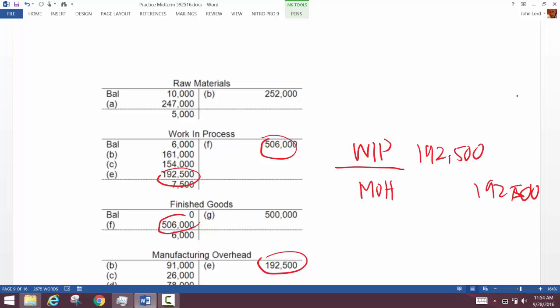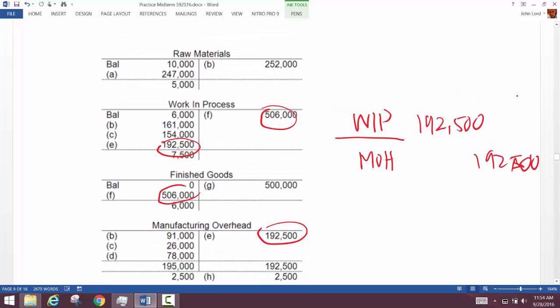Can you tell me what the total manufacturing costs are? Manufacturing costs, the amounts that are added to work in progress, are what? Three things. Labor, direct materials, and manufacturing overhead. Okay, so you should be able to add those up and get the answer, right? So go ahead and write those off to the side. The 161,000 plus the 154 plus the 192,500 is how much, everybody?